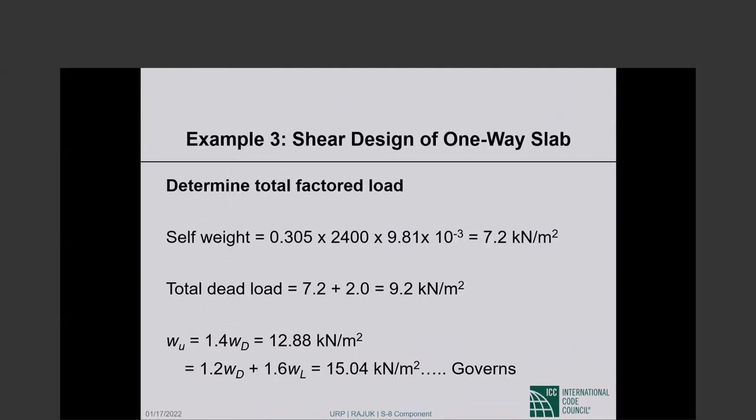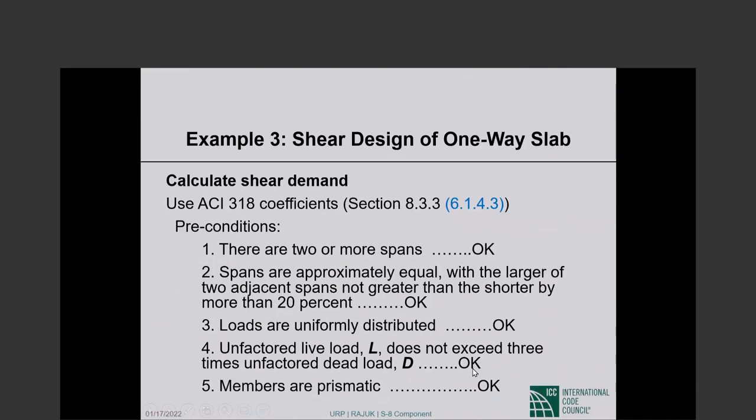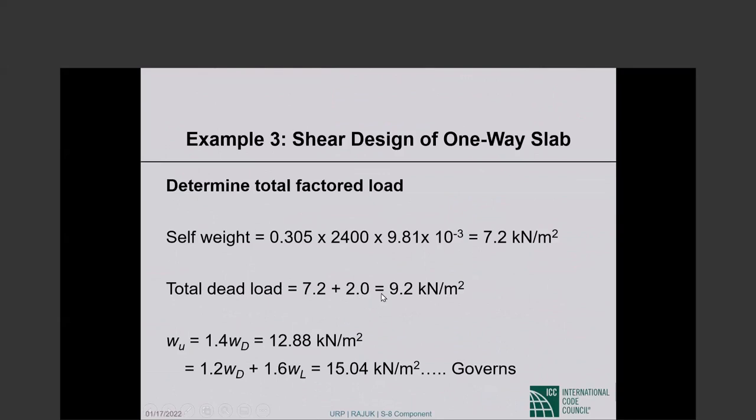Self weight of the slab: 305 millimeters, 2400 kilograms per cubic meter, 9.81 is the g. That gives us 7.2 kilonewton per square meter. Total dead load then is 7.2 plus the superimposed 2 kilonewton per square meter, that's 9.2. So the load cases, 1.4 dead load is 12.88 kilonewton per square meter, 1.2 dead plus 1.6 live comes to 15.04 kilonewton per square meter. So that is the governing case.